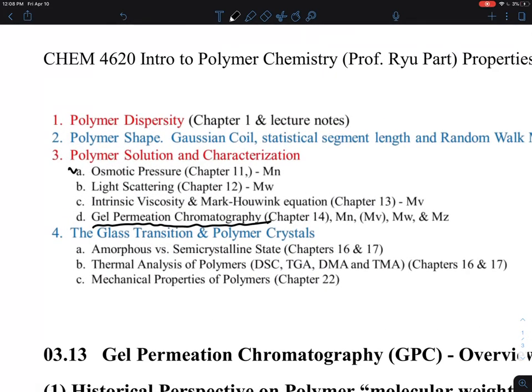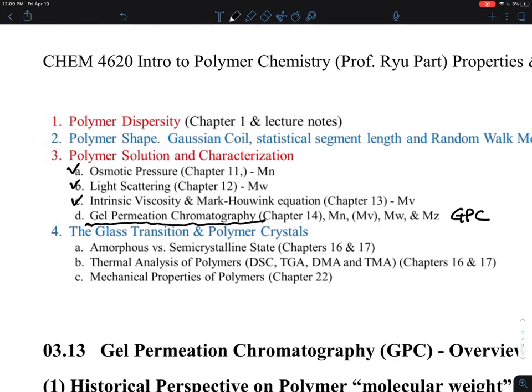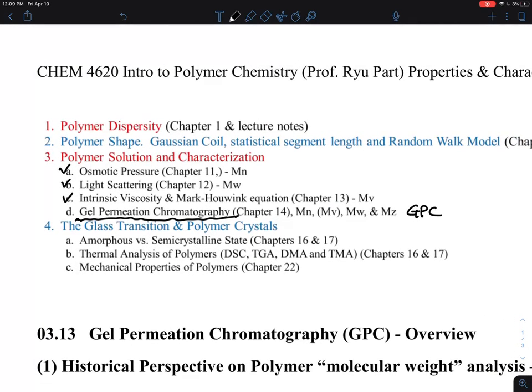We talked about osmotic pressure, light scattering, intrinsic viscosity measurement, and then the gel permeation chromatography, which polymer chemists call GPC. That's the one with which we are able to measure Mn, Mw, Mz, and the ratio between Mw over Mn.